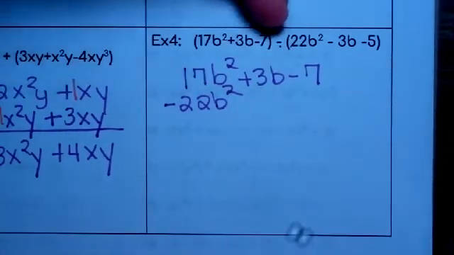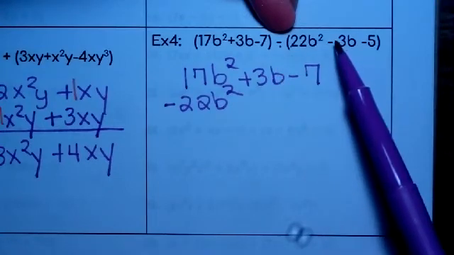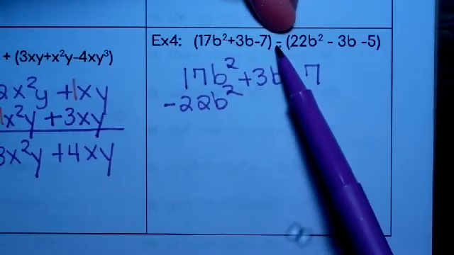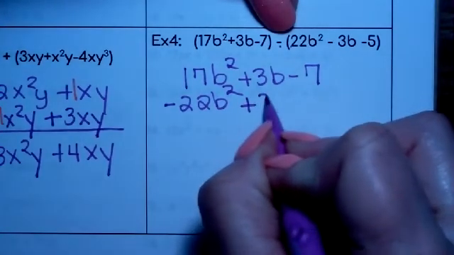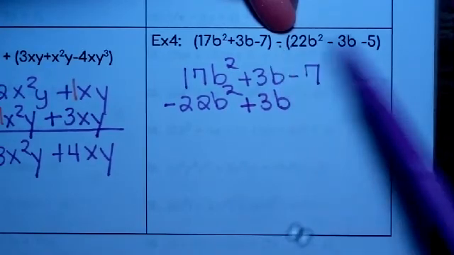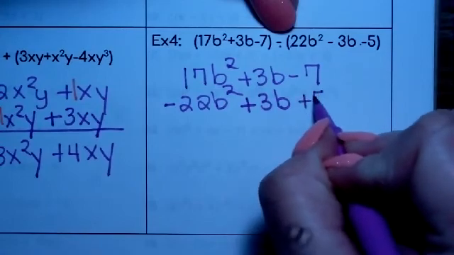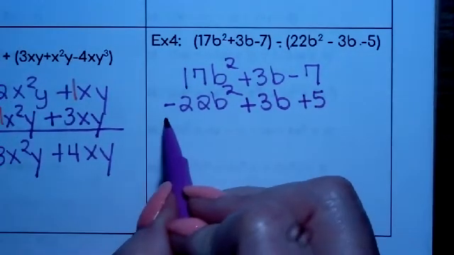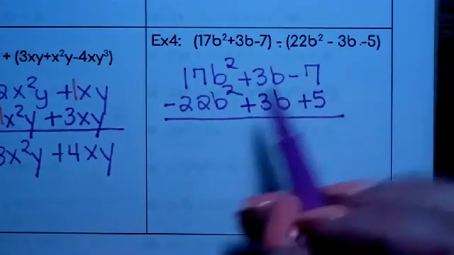Now, I want you to go back to what you learned in 7th grade with integers. Minus a minus, subtracting a subtraction. It's the same thing as adding, okay? So this is actually going to be plus 3b. Same thing right here. Subtracting that subtraction. That's the same thing as adding 5. Okay? Put my line underneath there and let's combine our like terms.